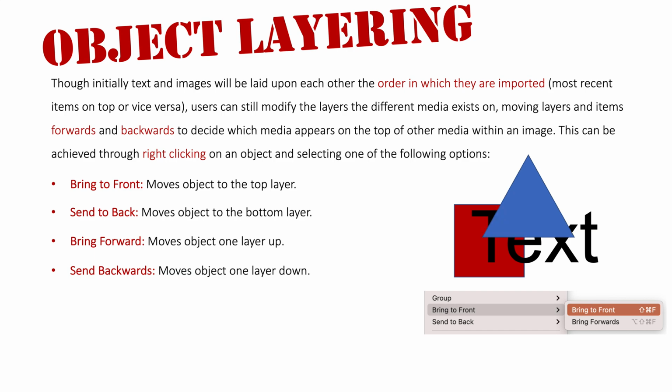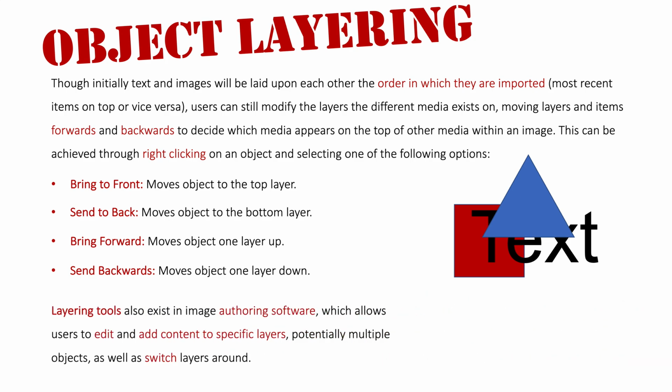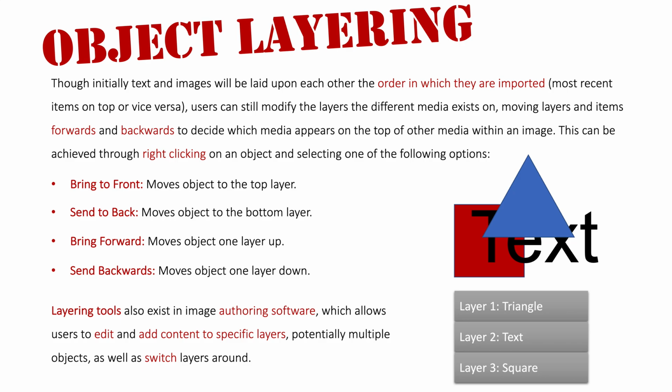Now, the other tools I want to talk about are part of authoring software, and those tools relate to the actual layering tools, which are more of a feature of higher end image authoring software, which allow users to edit and add content to specific layers, potentially multiple objects to the same layer, as well as the ability to switch layers around. Usually in this authoring software, we have the actual names of layers, and you can name them whatever you want, but I've made that obvious that layer 1 is the triangle, layer 2 is text, and layer 3 is square. Now, the way they are stacked is the same order as that of the layers.